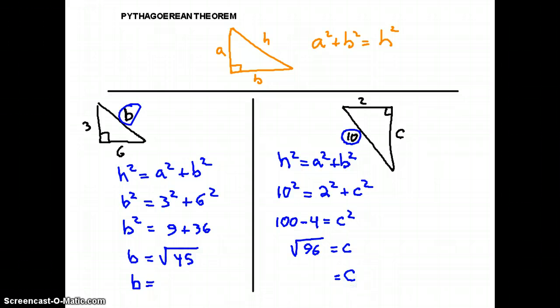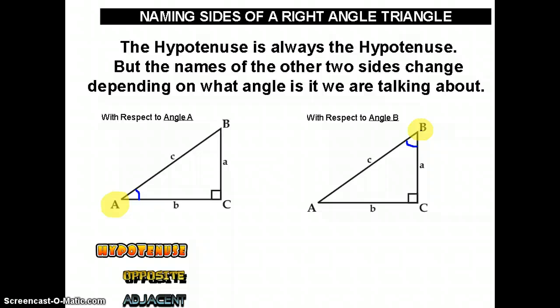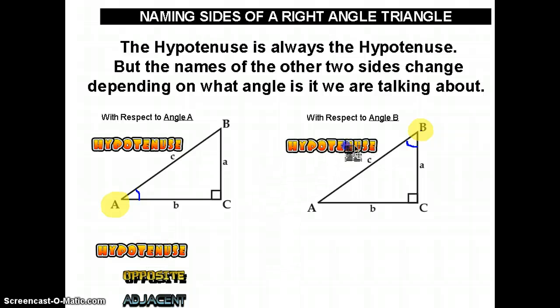Good? So for my next part, when we are talking about a right angle, there's different names for the sides, and the names always correspond to whatever angle we're talking about. Now the hypotenuse is always the hypotenuse, and that will be right across from the right angle, or the longest side. So no matter what, that's going to be the hypotenuse. But the opposite will depend on the angle we're talking about.